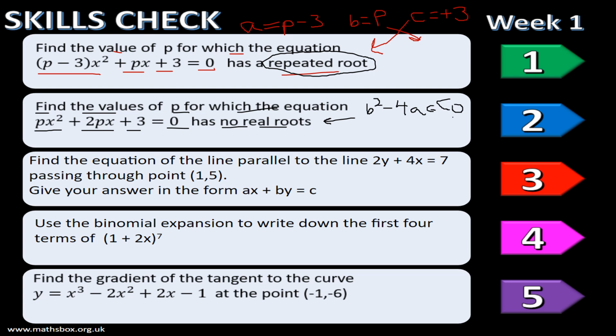So a equals p, b equals 2p, and then c equals plus 3. I'm now going to sub all this into my inequality, obviously being careful here. So we're going to have 2p all squared, so that's going to be 4p squared, subtract 4 times p times 3, or 4 times p is 4p times by 3. So that'll be minus 12p.